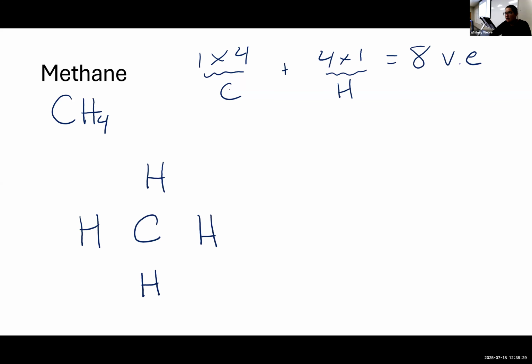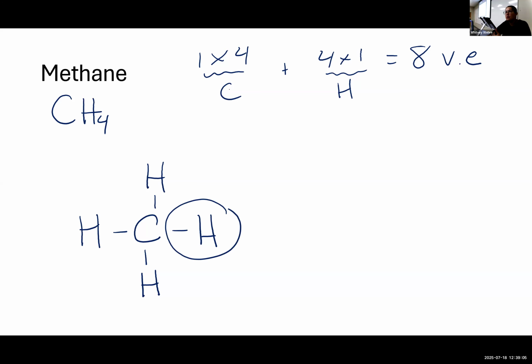But instead of starting with dots, I'm just going to do a line. And if I count that line as 2 electrons, I have 2, 4, 6, 8. I have my total amount of valence electrons. My carbon is very happy because it has a full octet. And the hydrogen has its full, I guess, duet, because there's 2 of them.